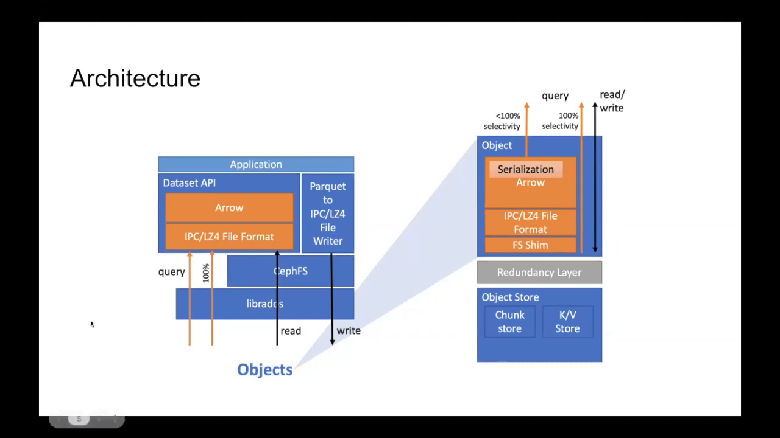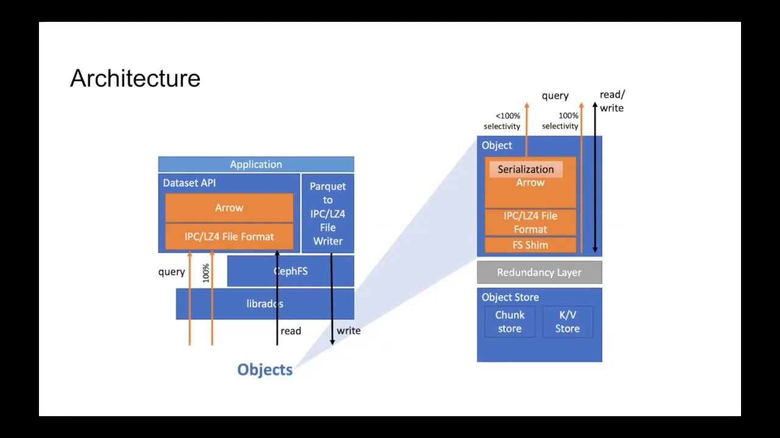On the left-hand side is the client side. For writing files into Skyhook, we do not have a special path. We just need to dump Parquet files, or whatever format Arrow supports, into a CephFS mount, and that's it. The files are written to Skyhook. That happens through the POSIX file system interface, CephFS.